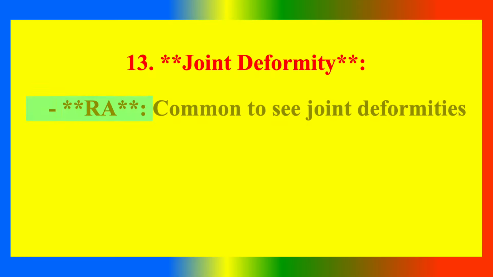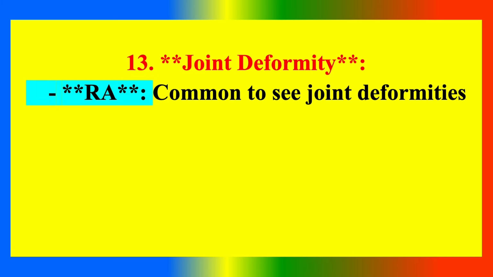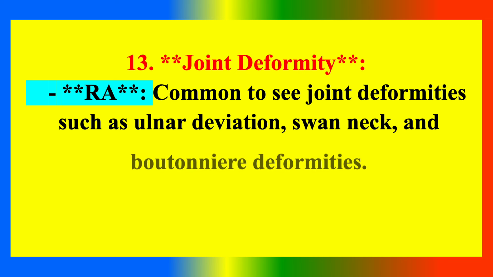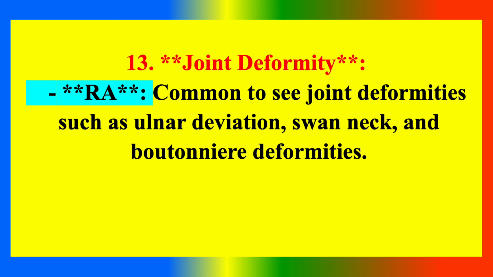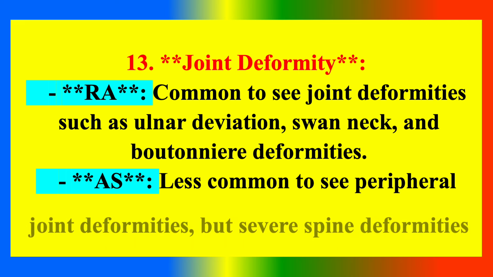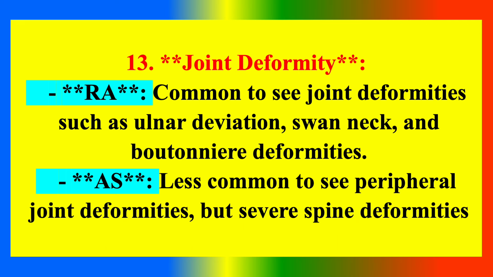Thirteen, joint deformity. RA: common to see joint deformities such as ulnar deviation, swan neck, and boutonniere deformities. AS: less common to see peripheral joint deformities, but severe spine deformities can occur.